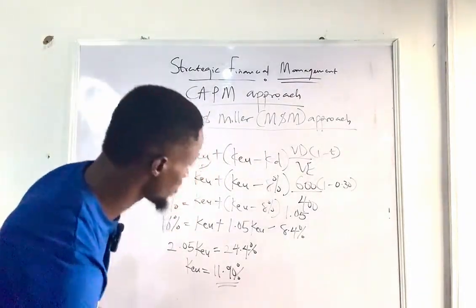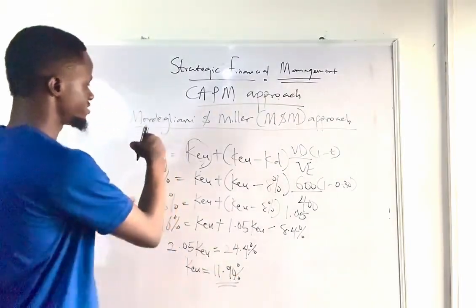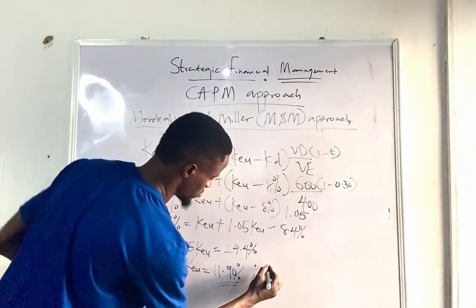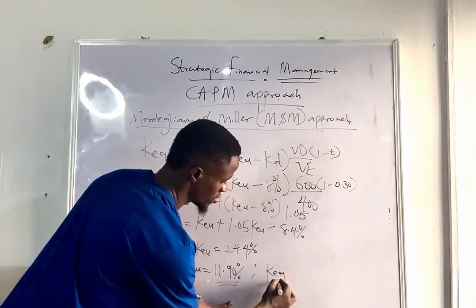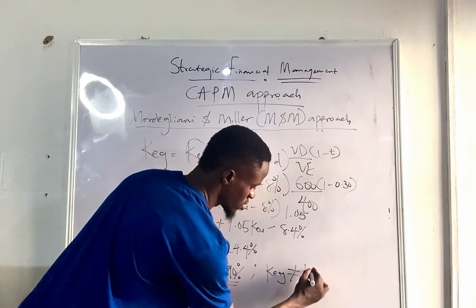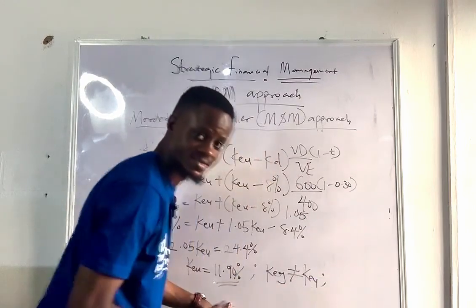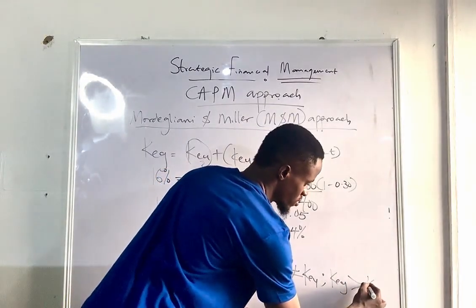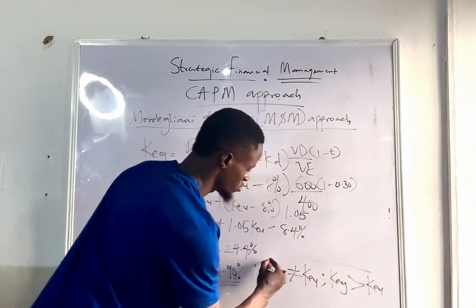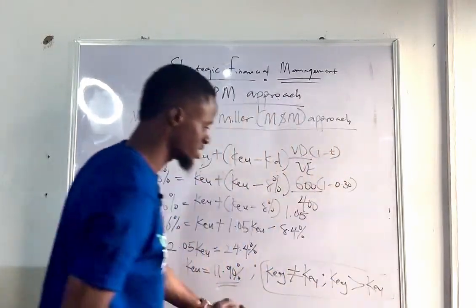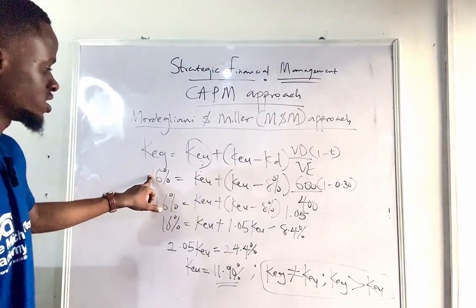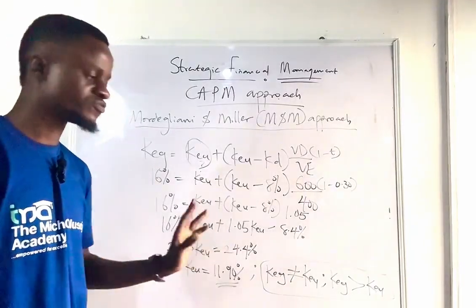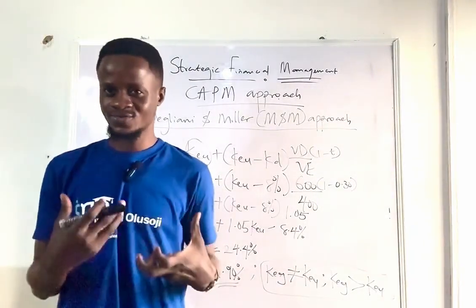And it now makes sense where Modigliani and Miller said that Keg is not equal to Q, and Keg is greater than Q. But is that correct? Let's check. Keg is 16%, which is not equal to Q, of course. Keg is greater than Q: 16% is greater than this. Can you see that now? So it's very correct. Let's solve another question. Are you feeling this class?